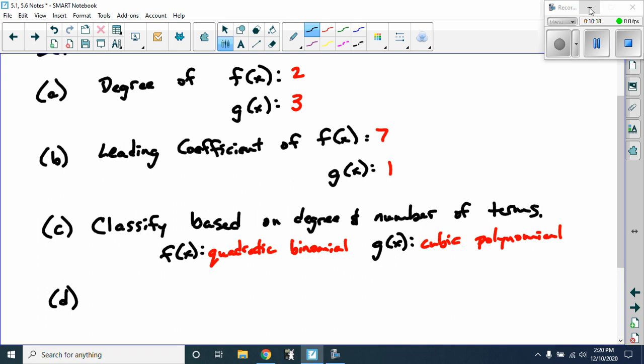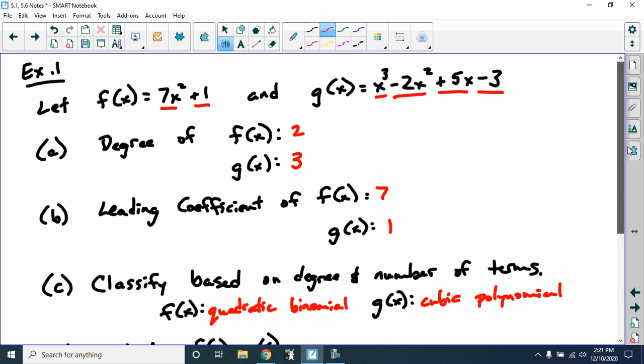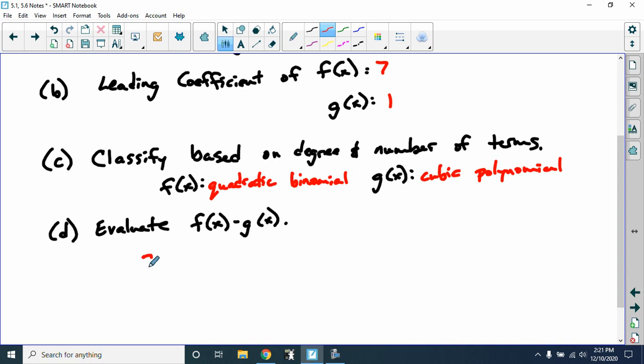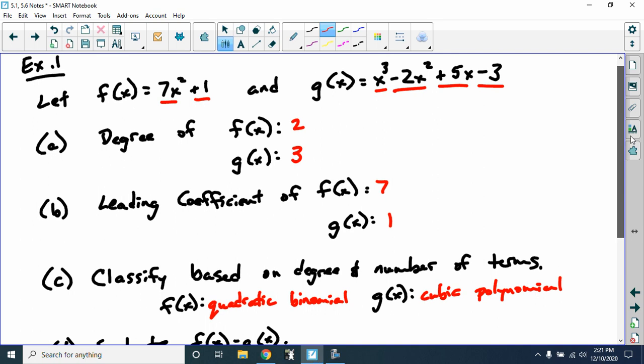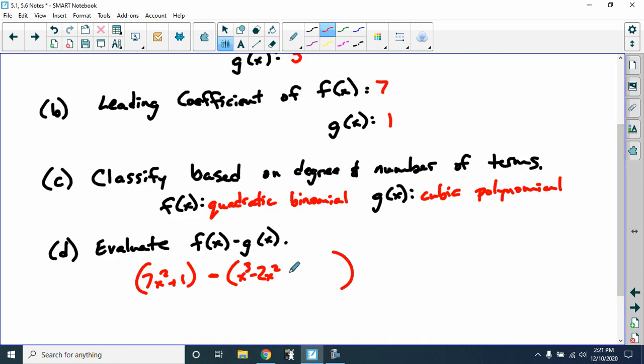Part D asks us to evaluate f of x minus g of x. So we are going to take f of x, 7x squared plus 1, and I want to subtract g of x, which is x cubed minus 2x squared plus 5x minus 3.